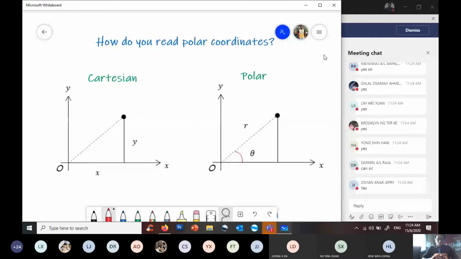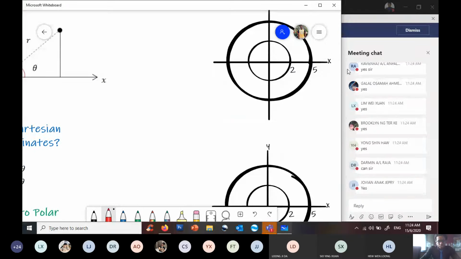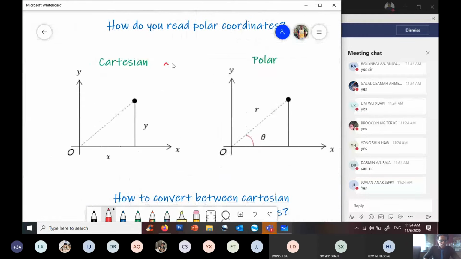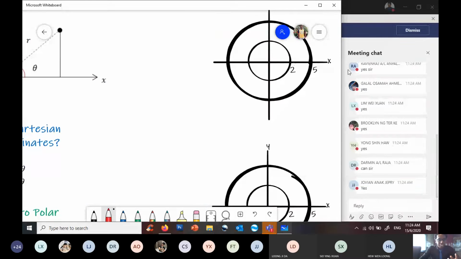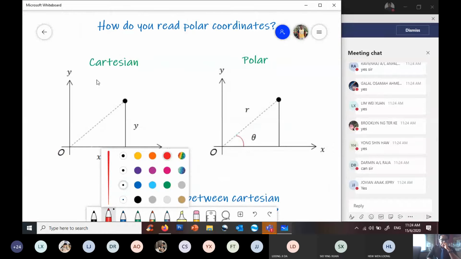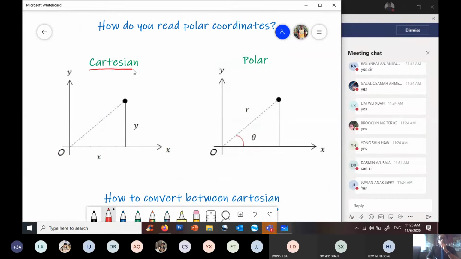Usually, whatever we deal with, x, y, x-axis, y-axis, all that is called Cartesian coordinates. Cartesian coordinates simply means x and y.